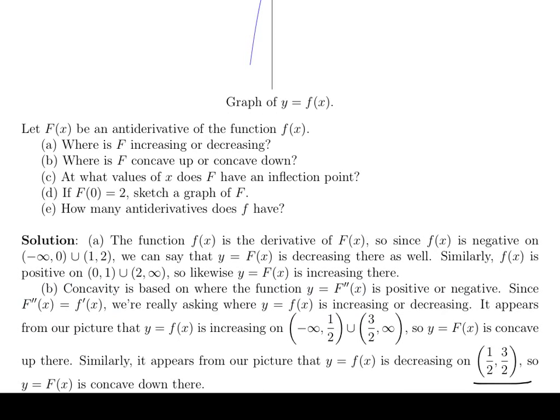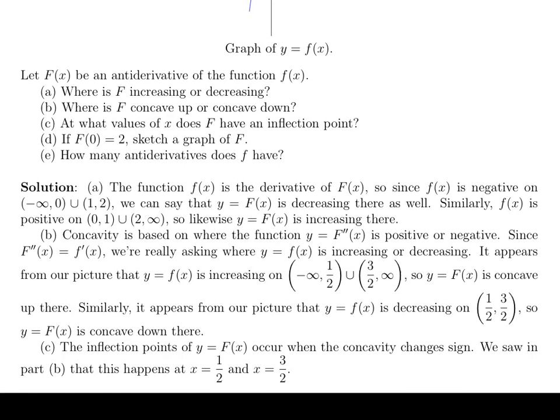Okay, so now let's talk about inflection points. This one's a little bit easier. The inflection points occur when the concavity changes sign. And that's going to happen at 1/2 and positive 3/2, because that's where the f of x changes from increasing to decreasing, which means big F changes from concave up to concave down and then back to concave up. So remember that the concavity of big F of x is based on its second derivative, which is the first derivative of little f. Okay, so let's get a graph now.